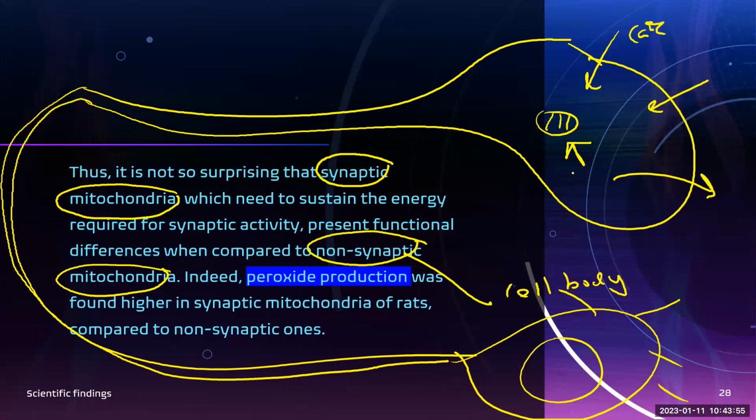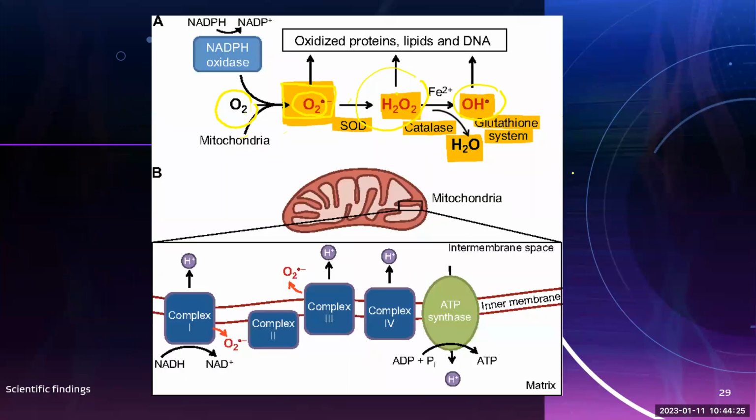Now, why is peroxide production important here? Because peroxide is again related to reactive oxygen species and free radicals. So peroxide is important again in terms of free radicals. That means energy demand is high, free radical formation is high. As a result, peroxide production is also high.